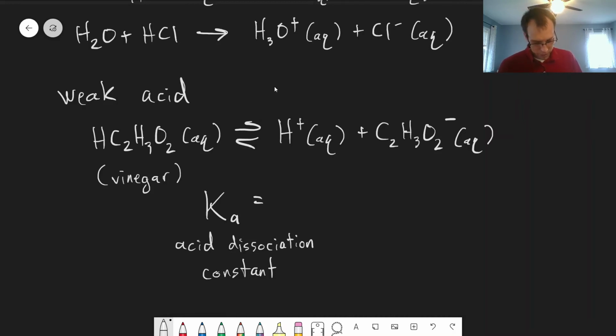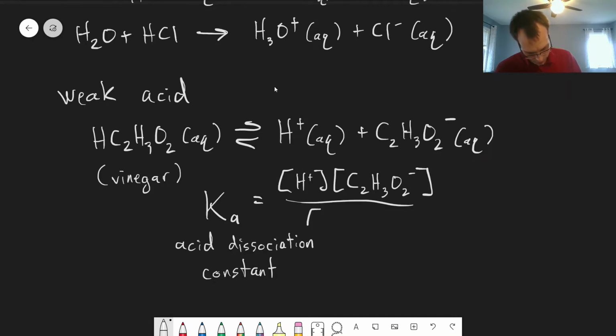And so for the equilibrium constant for this reaction, we can write the concentrations of the products on the top, and we can write the concentration of the reactants on the bottom. Now all these are aqueous, so we need them all in concentrations in molarity. And there we go, that's our acid dissociation constant. And every weak acid has its own associated acid dissociation constant.